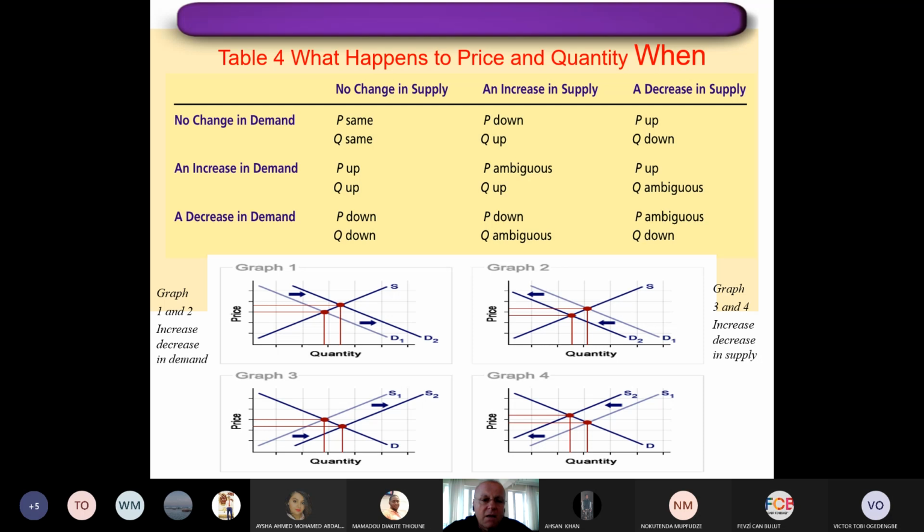And now we are here to see what happens to price and quantity when there is no change in demand and no change in supply. When it is so, then as you see, price and quantity will be the same, nothing changes. This is then illustrated in graph 1 and 2. Are you seeing this graphic?